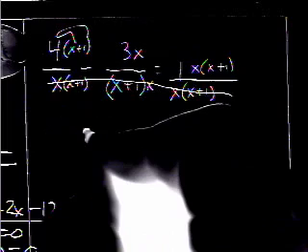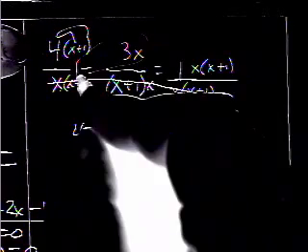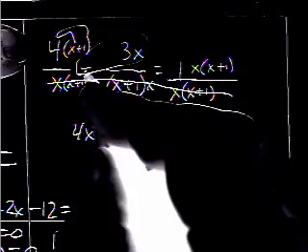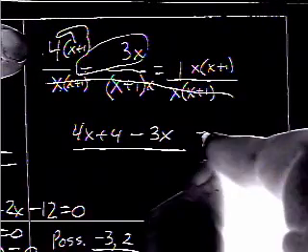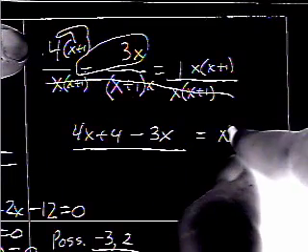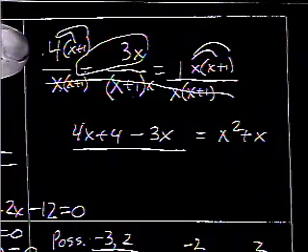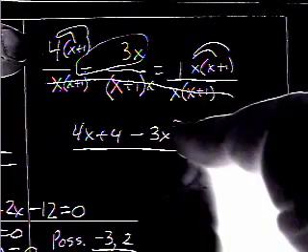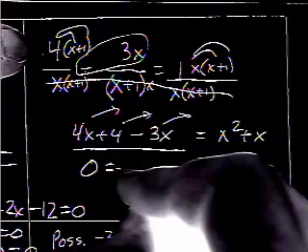So we have 4x plus 4 minus 3x. Please make sure that the minus sign goes with that set of terms, equal to x squared plus x when I distribute this. So it looks like I have a couple terms I can combine together, and definitely going to throw everything to one side, setting it equal to 0.